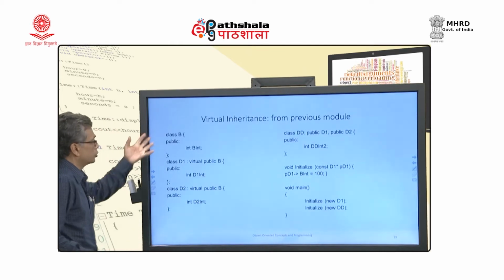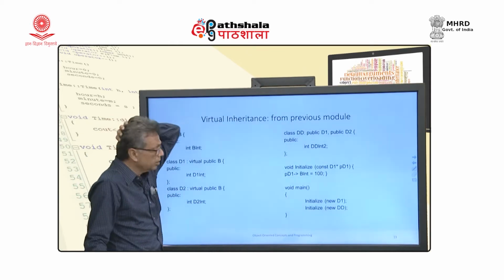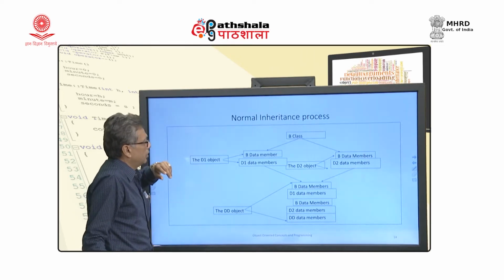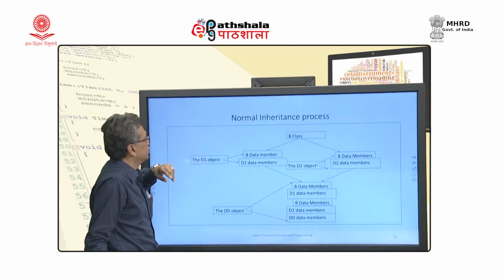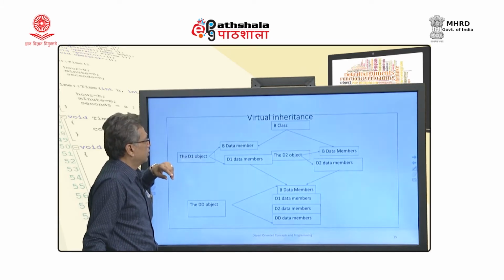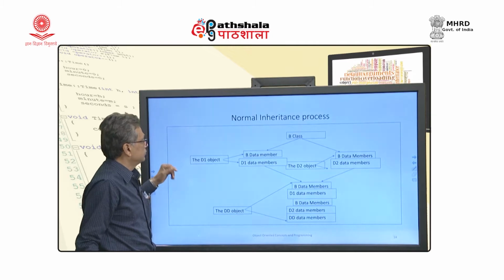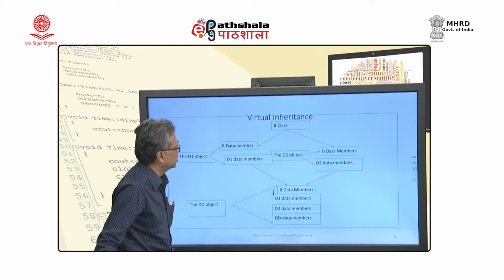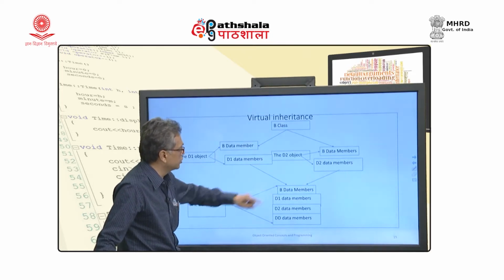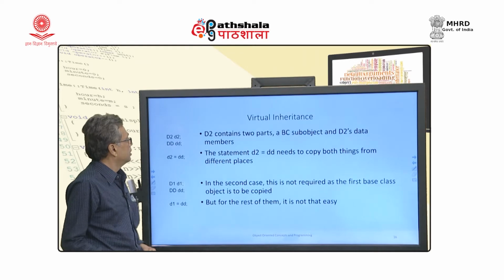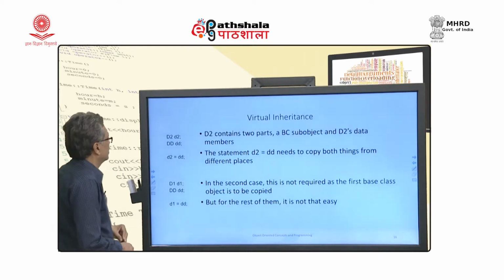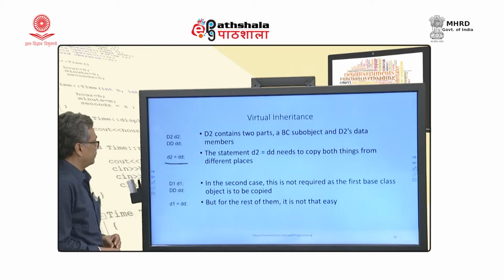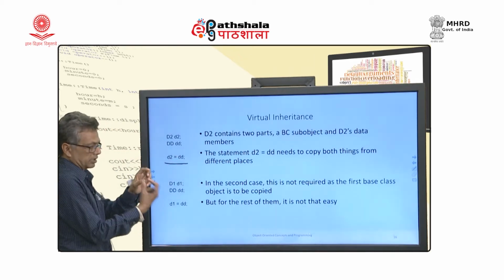Now, this is the virtual inheritance case that we have seen in the previous module. You can see that copying members will be an issue. This is a normal inheritance case where you have two copies of the base class sub object. In virtual inheritance, you have only one copy. So in virtual inheritance, for example, an assignment like this, D2 equal to DD, what will happen?